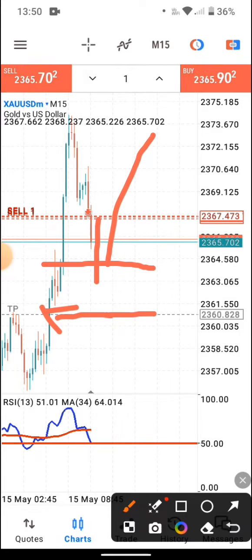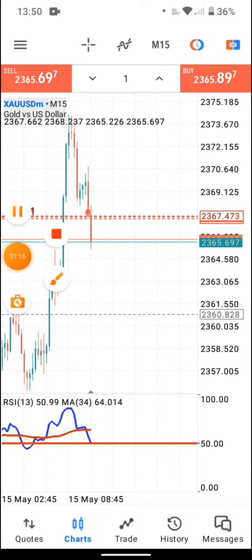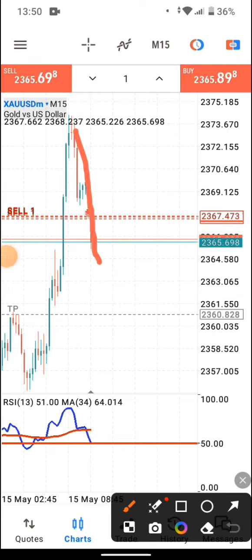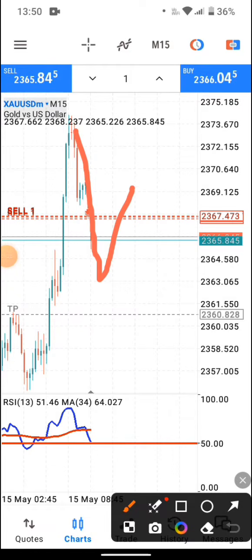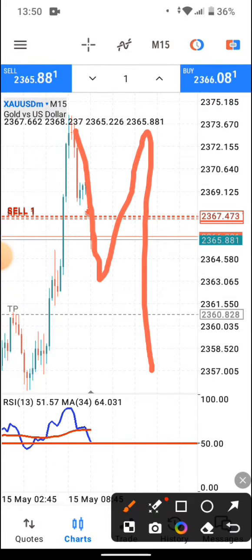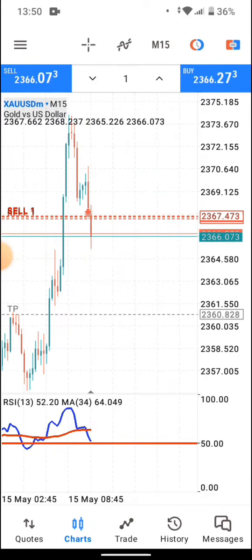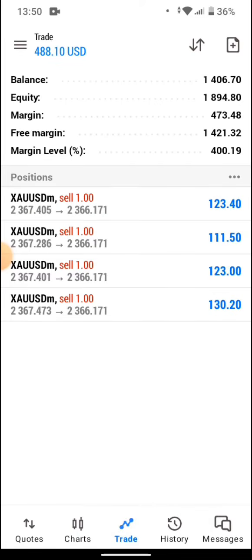All right, and what we are going to see is maybe it drops to this level here, then it moves to the upside, and then we are going to try to form double tops. Double top is a reversal pattern for a sell. So this is basically what is going on.